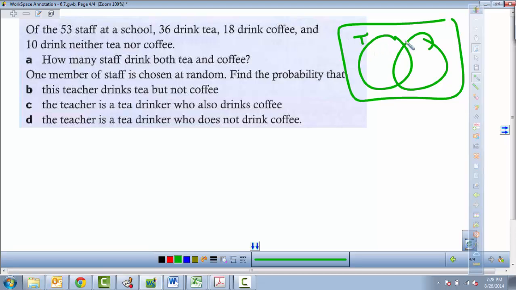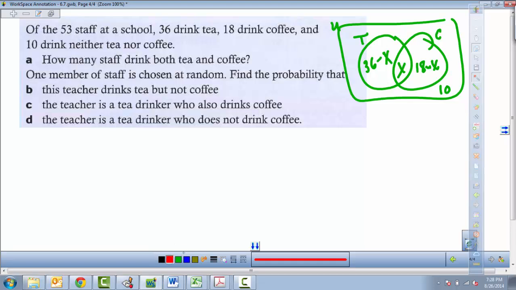We have tea and coffee, we have our universal set. Part A, we're looking for this, x. We don't know that. Well, if that part's x, that means that this part would be 36 minus x. And this part here would be 18 minus x. And we also know that 10 people don't fit into either group whatsoever. So what do these 4 pieces have to add up to? Well, these 4 pieces have to add up to our total population.